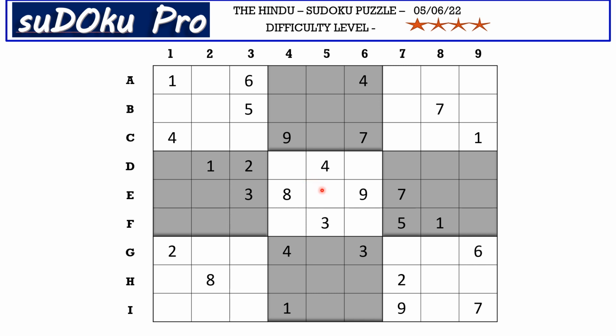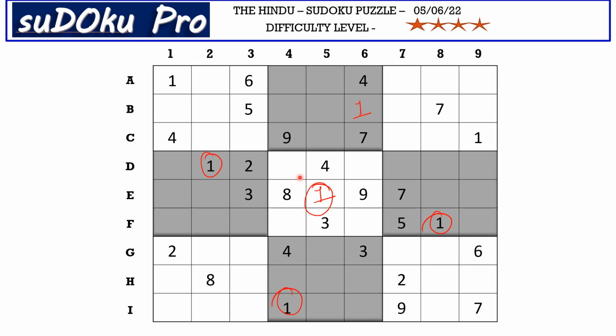Let's get started. There is a 1 here in D row and a 1 here in F row blocking these two rows. So E5 takes 1. Now this 1 and this 1 here in column 4 block these two columns. So 1 goes here in B6.